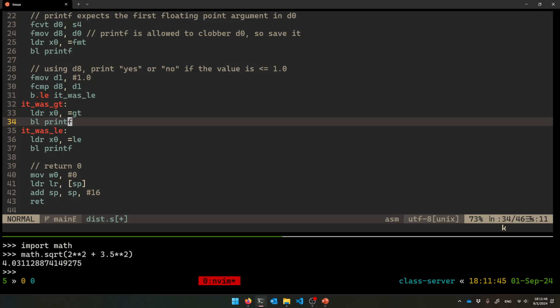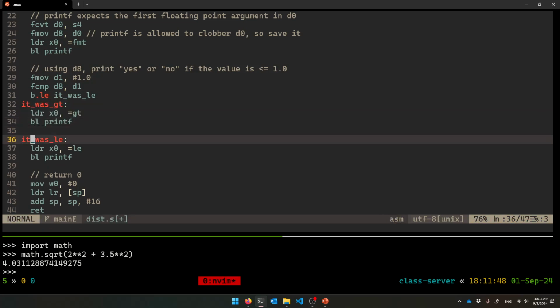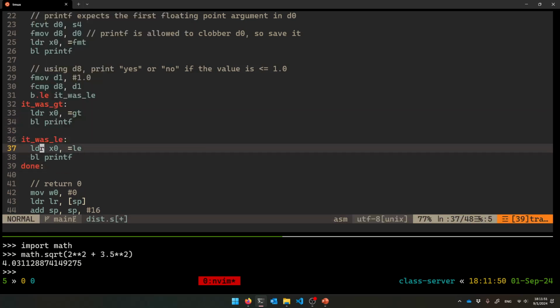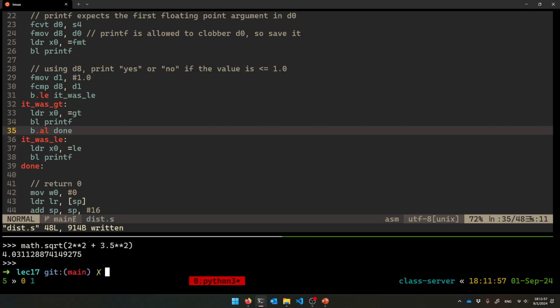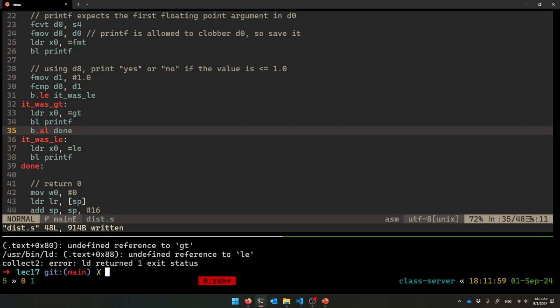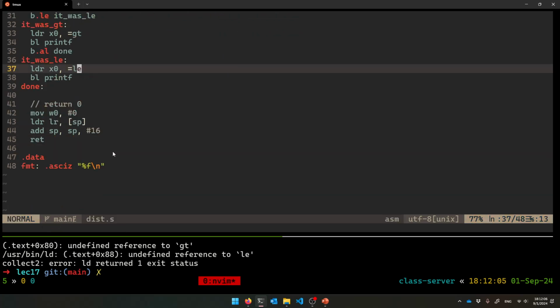So, oh wait, no, we don't want to fall through here. So we should make a done. BAL done in that case. So yeah, that's pretty much our comparison. Oh no, what have I done here? Undefined reference. Oh, I need to actually give these strings.